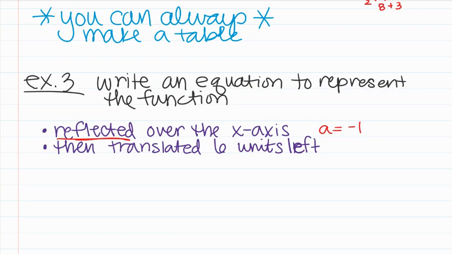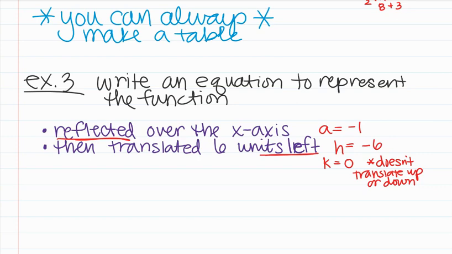Now, if it's translated 6 units left, that means that my h has to be negative, right? If you look up at your notes, you'll see that if h is negative, it translates to the left. So h equals -6. Now there's no information about translating up or down, so that means it must not translate up or down. So that means k equals 0.